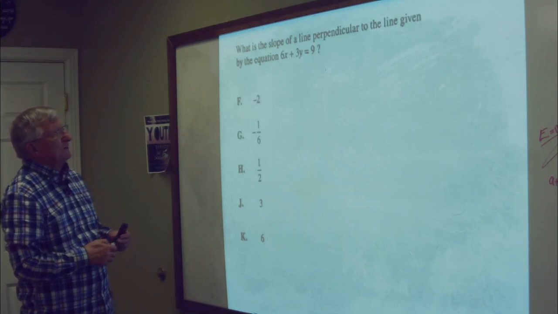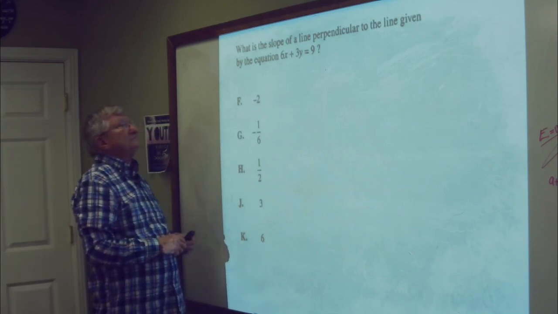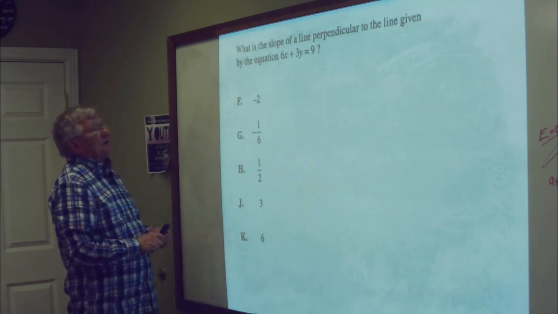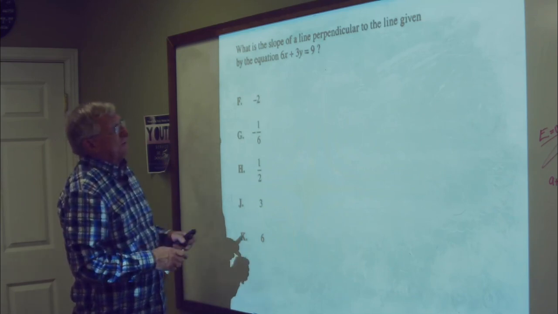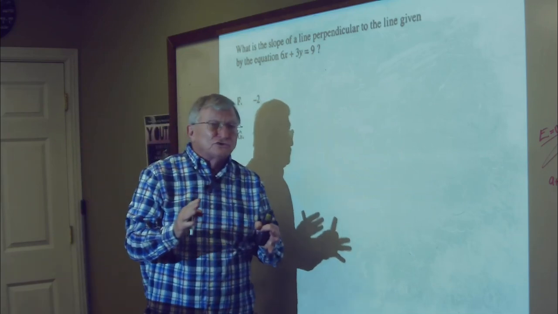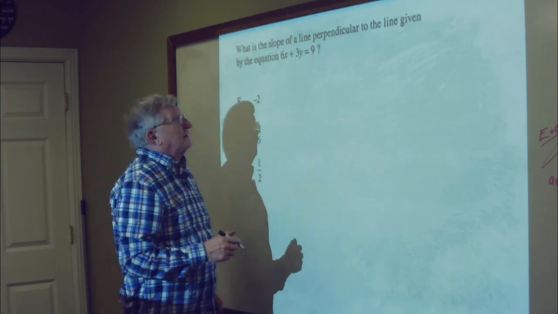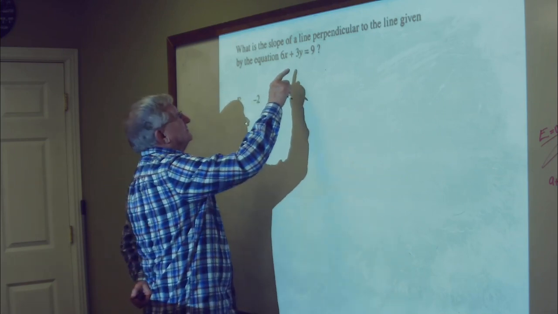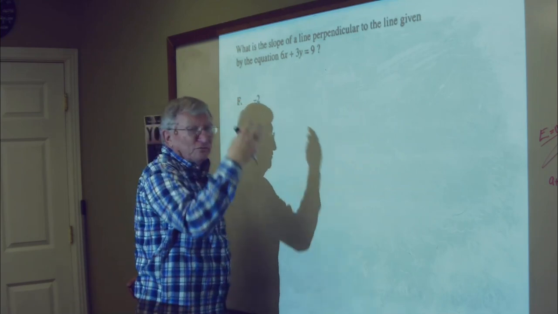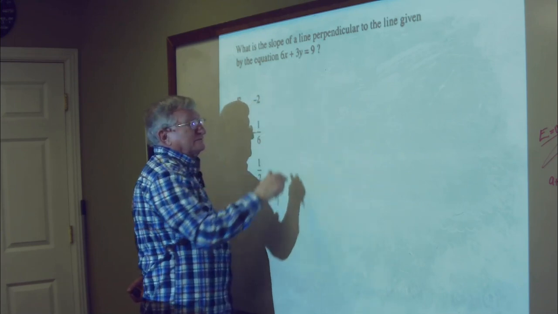All right. Read that one. See if you can do it. Pause this while you work it. It's the slope of a line perpendicular to the line given by the equation 6x plus 3y equals 9. All right. This requires you to know certain things. What do you have to know? You have to know how to find the slope of this line in order to find the slope of a line perpendicular to it. How do you find the slope of that line?